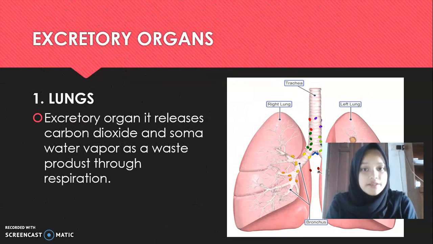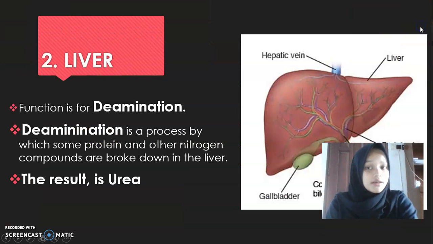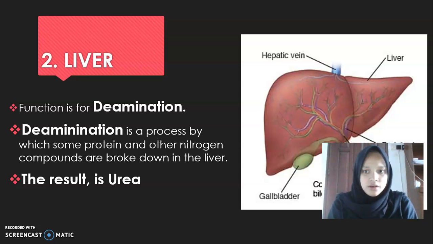The first excretory organ is the lungs. The lungs release carbon dioxide and some water vapor as waste products through respiration. And the second is the liver. The function of the liver is deamination. And what is deamination?